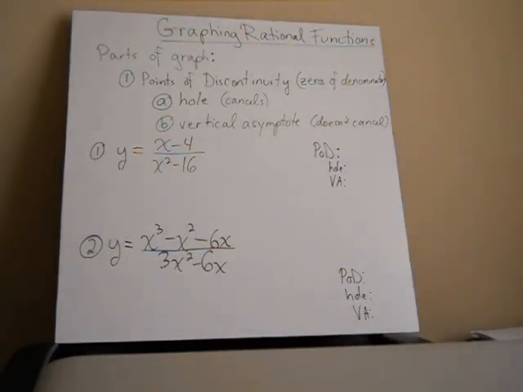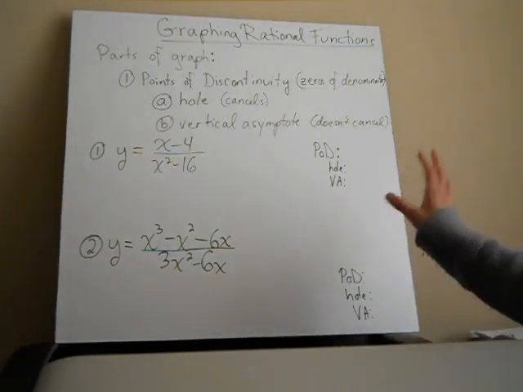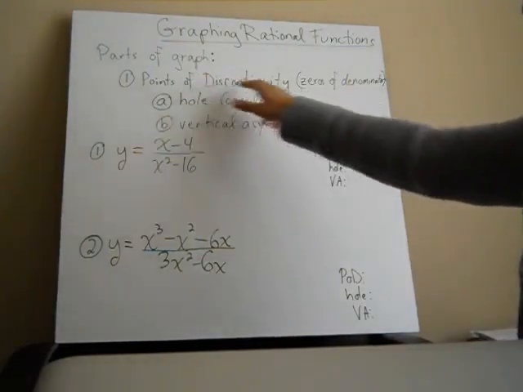Okay, this is part one of graphing rational functions. When you're graphing these rational functions, there are different parts you need to be worried about, and you honestly want to find these before you even put anything in your calculator to try to graph. This bit right here, we're going to focus mainly on the points of discontinuity.